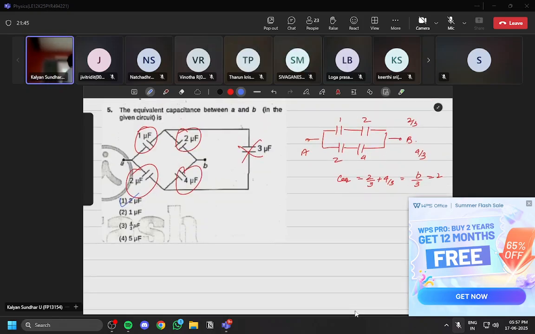Capacitors are in series. What is the formula for capacitors in series? Capacitance in series: 1 by C equivalent will be equal to 1 by C1 plus 1 by C2. Reciprocal, so C equivalent will be equal to C1 C2 divided by C1 plus C2.